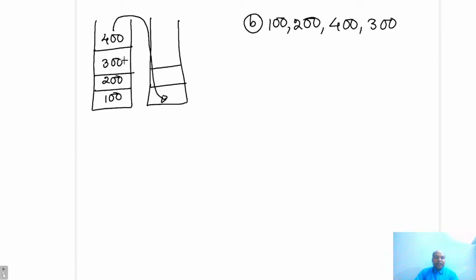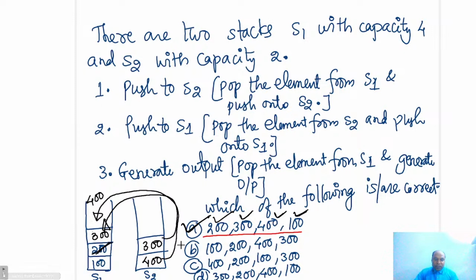Now what we need to do? 400 I will put, then 300 I will put, but I cannot put 200. Why? Because the capacity of S2 is only 2, but this has 4. So the first output will be 200. So this particular option is wrong. So I am moving on.